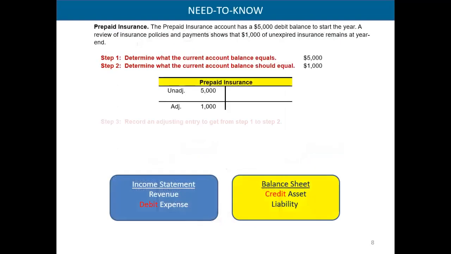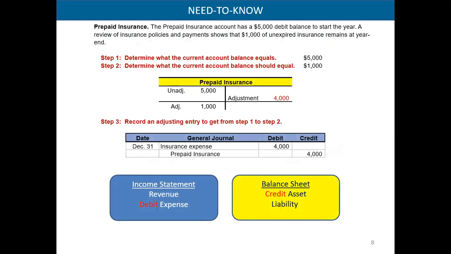And so we see an example of that here. It says the prepaid insurance account has a $5,000 debit balance to start the year. A review of insurance policies and payments shows that 1,000 of unexpired insurance remains at year end. So we had 5,000 worth of insurance at the beginning of the year. Now we get to the end of the year and we only have $1,000 worth of insurance left, right? Because as the year has gone on, we've been covered by that policy.